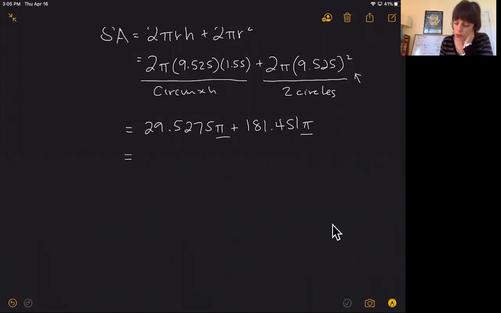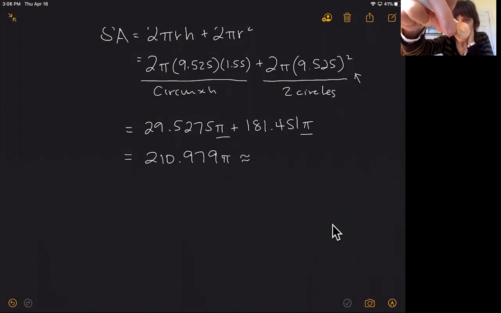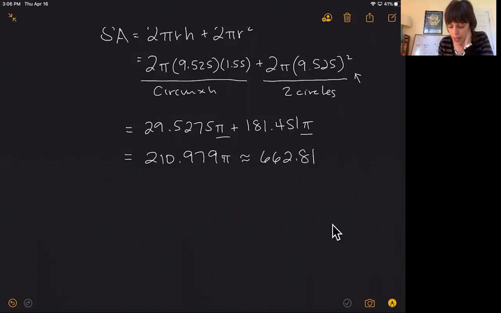So when I add those two together, I get 210.979 pi. And now I've waited until the very end to go to my calculator and find the decimal value. I was asked to round to the nearest hundredth. So when I do that, the surface area of my little penny is 662.81. Sounds like a big number, but don't worry. That's our tiny little millimeters. And as you know by now, this is area, so that baby is squared.